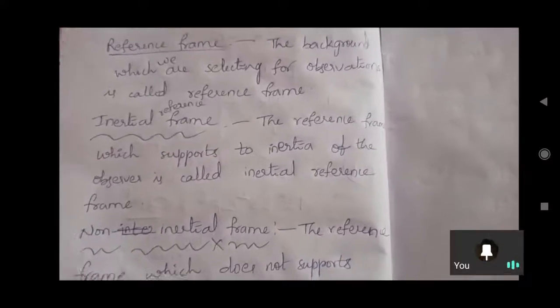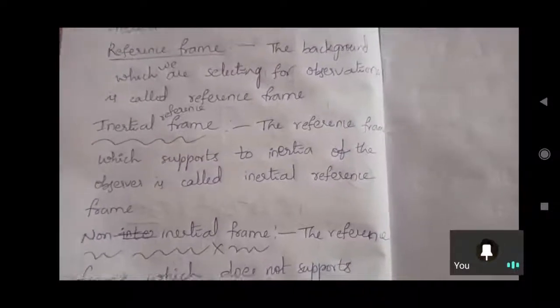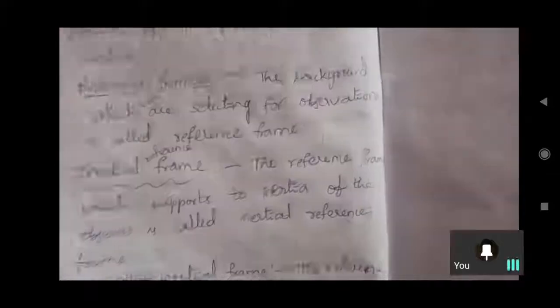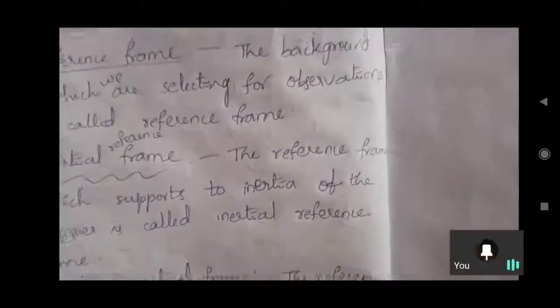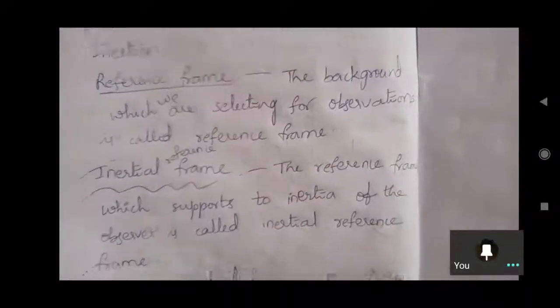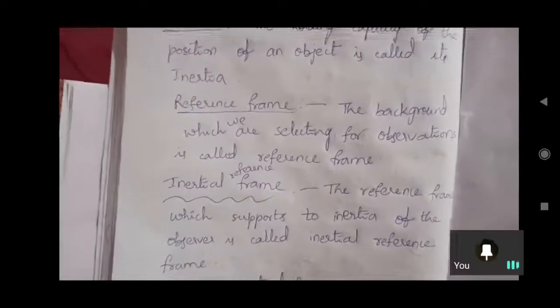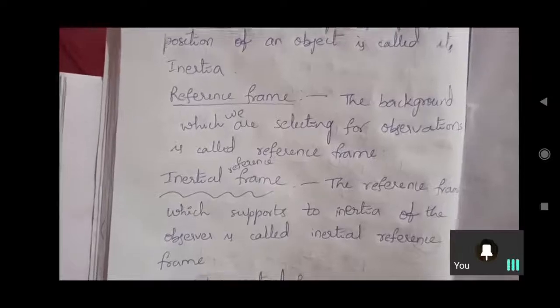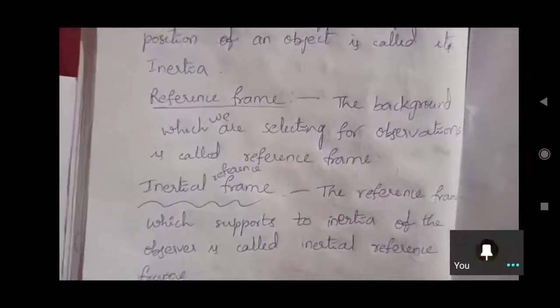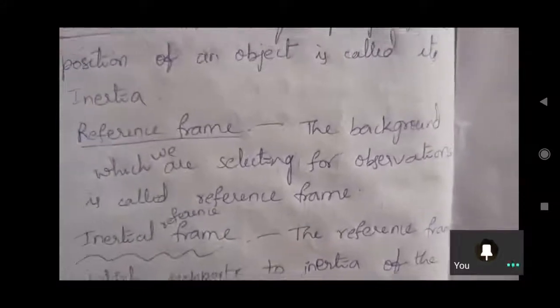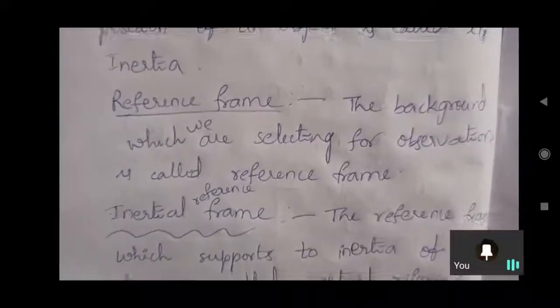And if we select a toy to observe, and we place the toy on the table, the table is the reference frame. The toy is the object and the table is the reference frame, just as the bus is the object and the road is the reference frame. Okay? Is it clear up to here? Next is what is an inertial frame and a non-inertial frame.